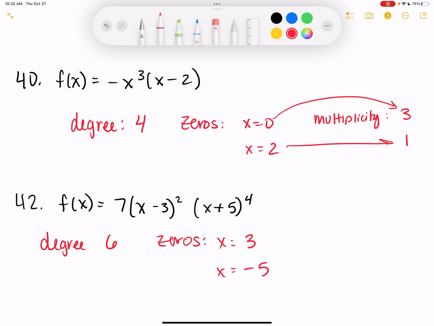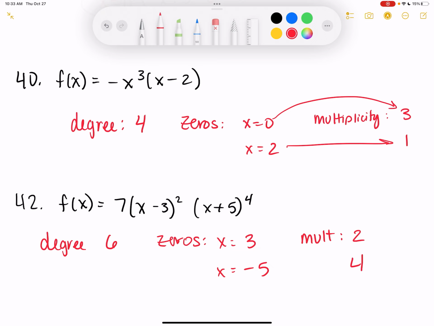So then multiplicity, and I'm okay if you want to abbreviate multiplicity, because it's a really long word to write, and also kind of a weird word to say. So how many times does x equal 3? Twice. And how many times does x equal -5? 4. Easy. Better than I thought it would be.